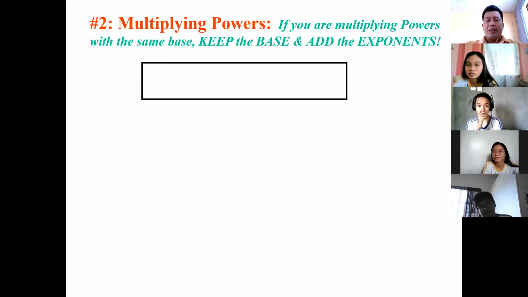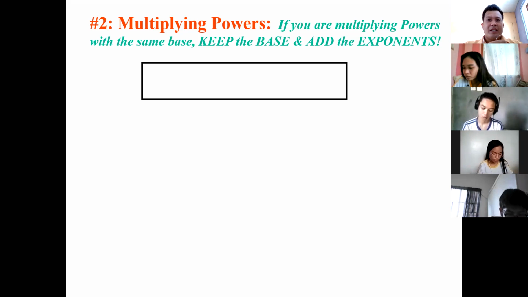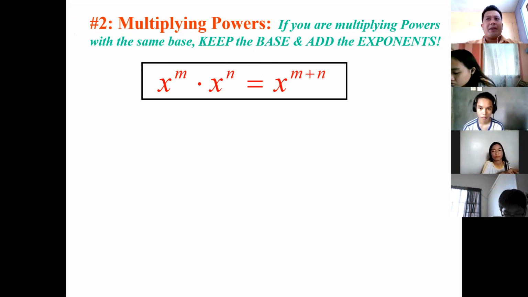First rule. This is rule number 1 in the laws of exponents, or law number 1. In your module, I termed it exponential law number 1. In the integer exponents in the senior high, we call this rule number 1. If you're going to multiply powers with the same base, keep the base and add the exponents. We call this the product rule. It's called the product rule in higher general mathematics.